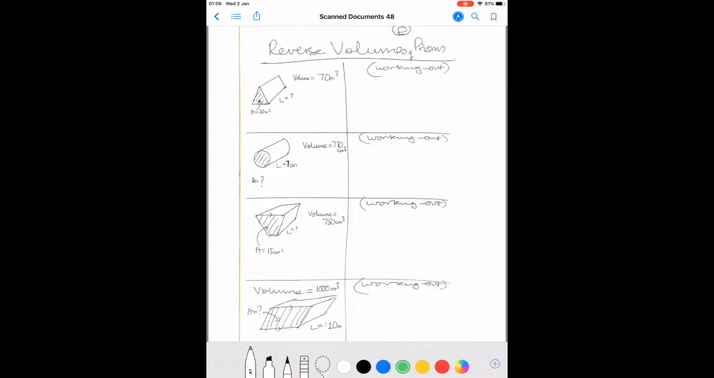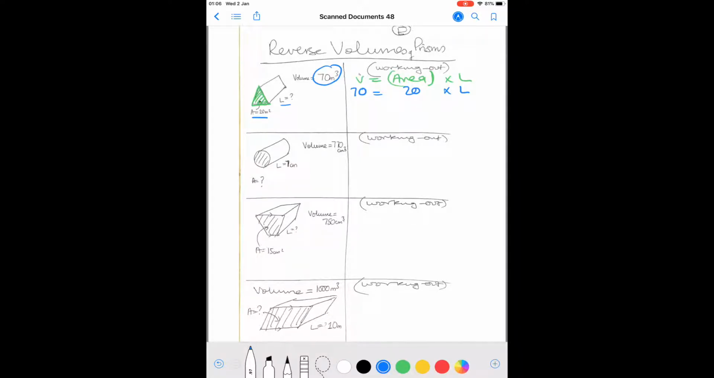Okay, let's go back to our basics. Volume of a prism is always equal to the area of the cross section, which is the area of the front of the shape here, which I'm going to call in green. In this case, the area is the area of a triangle, times that by the length. So let's start putting in our values. The area we know is 20, so put 20 under the area. The length we don't know, so we just keep length as L. And the volume we're given as 70.